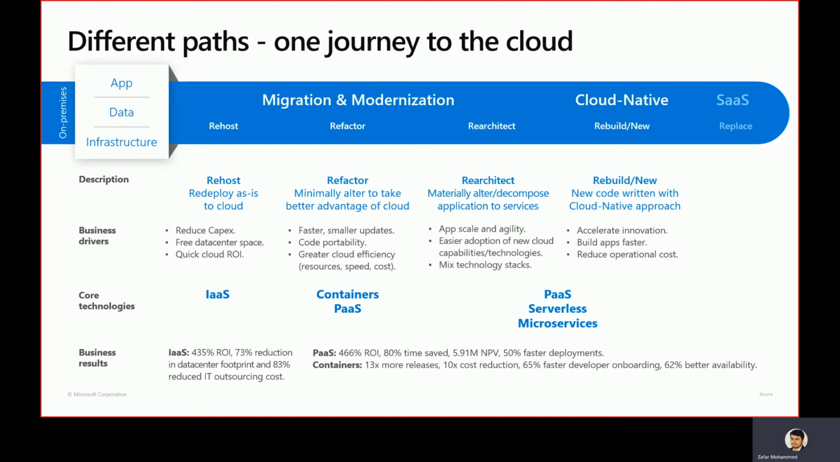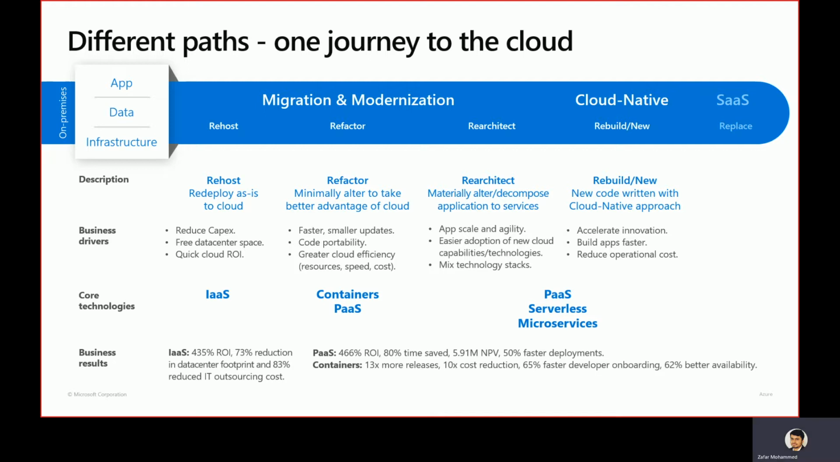For all your applications, data, and infrastructure components, the journey to the cloud comes in different forms: migration and modernization, cloud native, and SaaS. You can think of three steps to migration and modernization: rehost, refactor, and re-architect. Rehost is redeploying the application and infrastructure as is to the cloud to utilize cloud capabilities and free data center space. Basically, infrastructure as a service offering in Azure is what you would use.